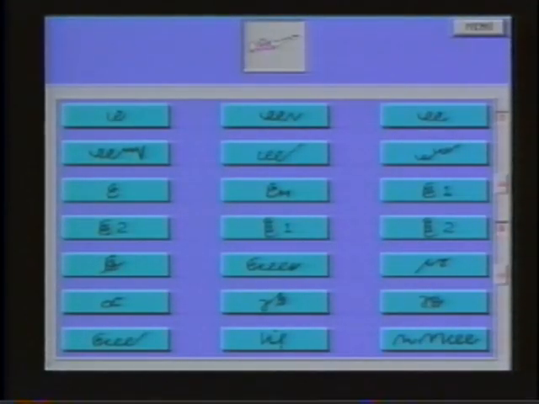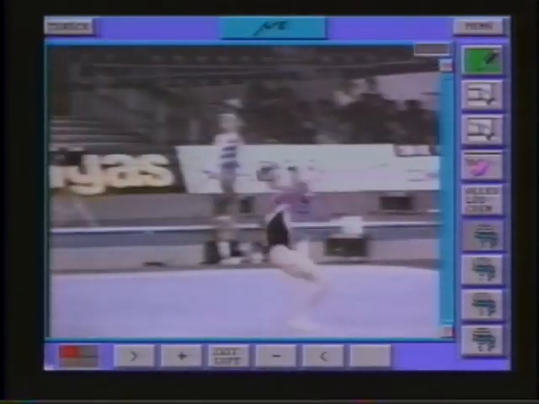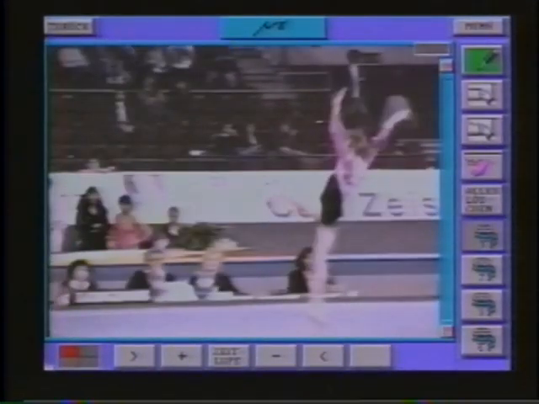Arabian element B on floor and also as beam dismount. That means backward takeoff with 1/2 turn and salto forward or handspring forward. Arabian handspring on the beam E. No deduction, bonus points for extra E. Arabian piked B on floor, no deduction.